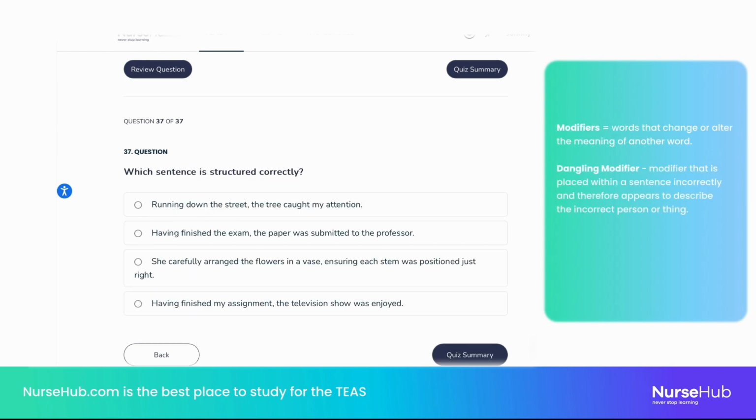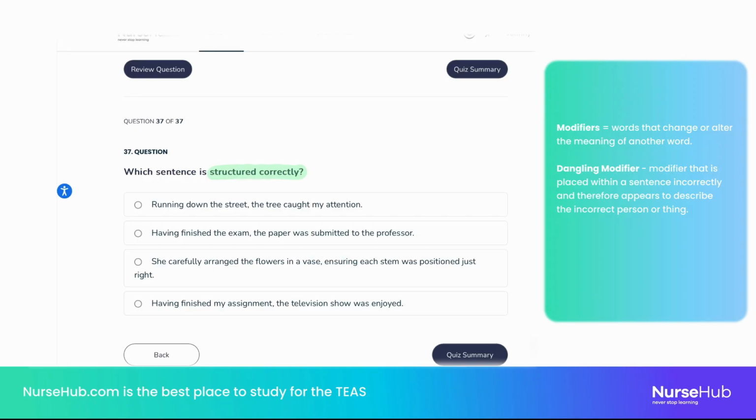All right, last question. We made it together. Let's dive in. Which sentence is structured, which really means which sentence is correct here? Running down the street, the tree caught my attention. Having finished the exam, the paper was submitted to the professor. She carefully arranged the flowers in a vase, ensuring each stem was positioned just right. Or, having finished my assignment, the television show was enjoyed.